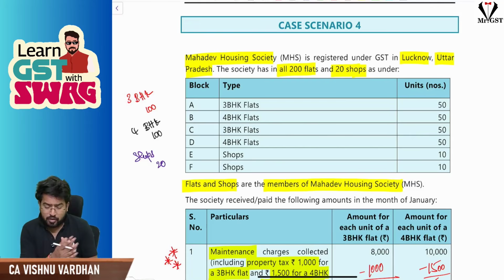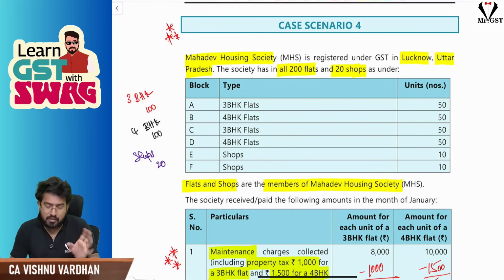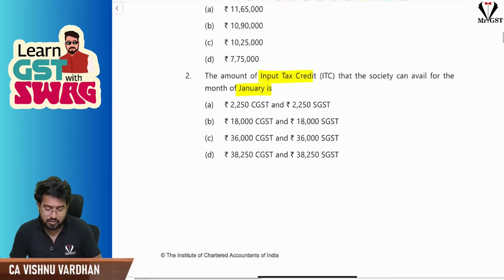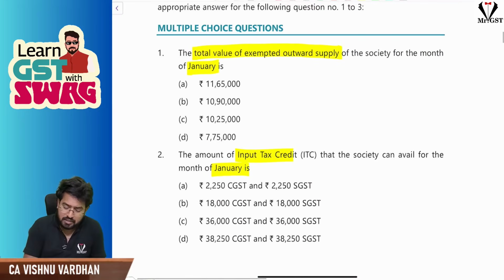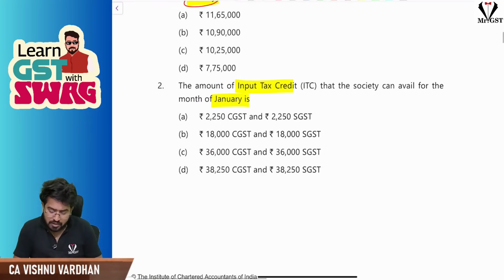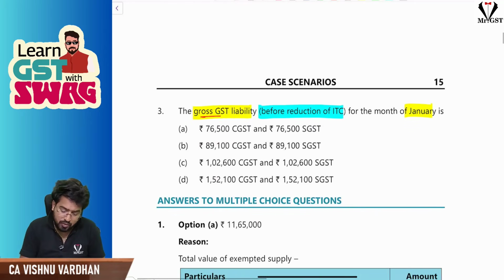Now coming to case scenario number 4, actually a very important case scenario for you because it was tested in CA final exam and it has been given for you also. Very important. Let us first focus through the questions. Simple. They're asking about what is the value of exempt outward supply for the month of Jan. They're asking about what is the ITC available for you for the month of Jan. And of course, they're asking you gross GST liability before reduction of ITC for the month of Jan.